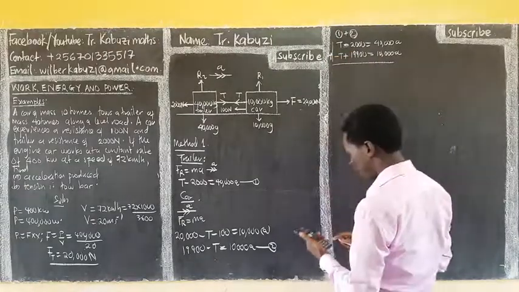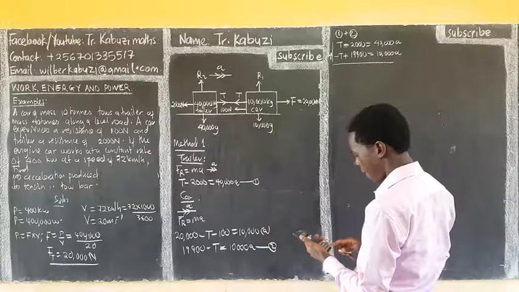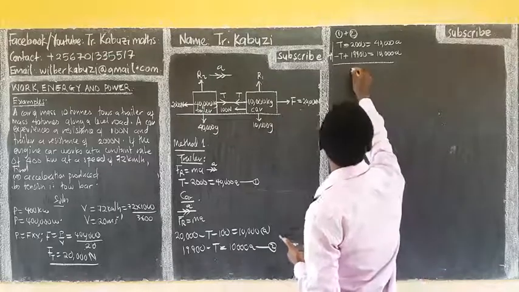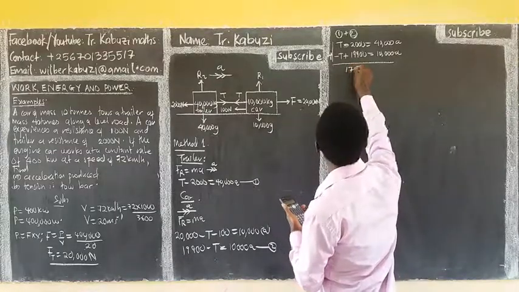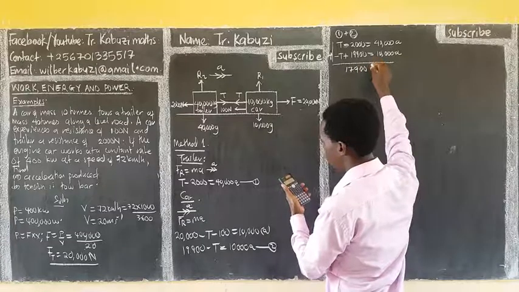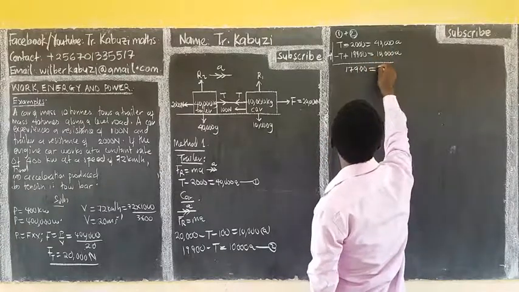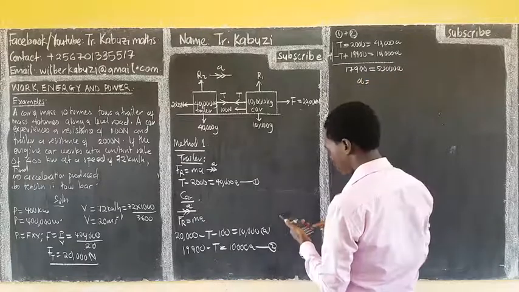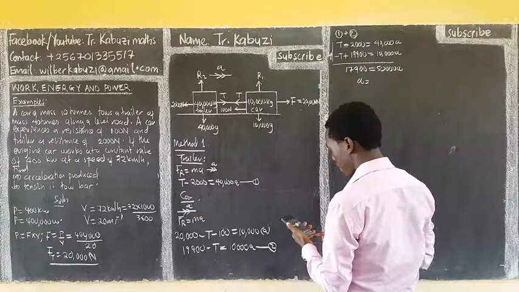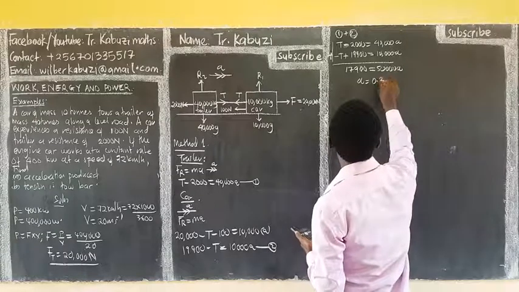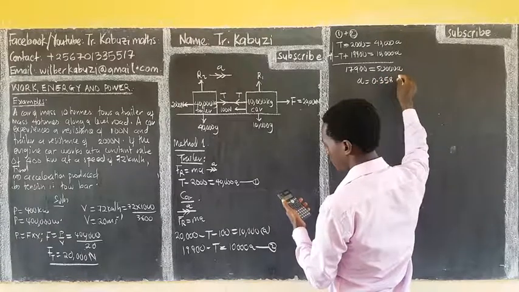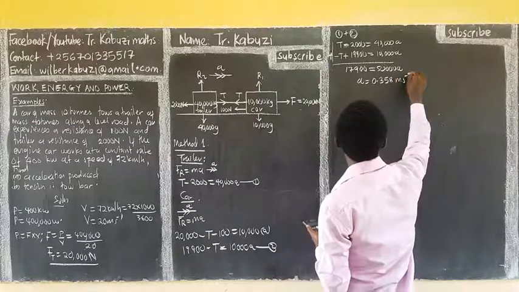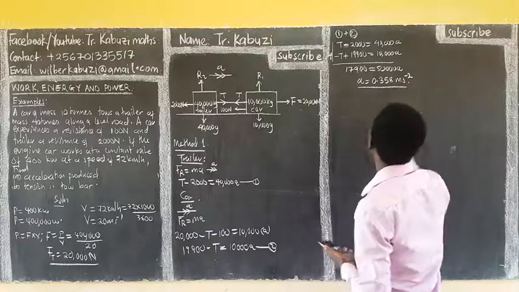When I add this to this, I get 17,900 equaling, when we add here, 50,000 A. And from there, our acceleration is 0.358, and this is going to be meters per second squared. So that is our acceleration.